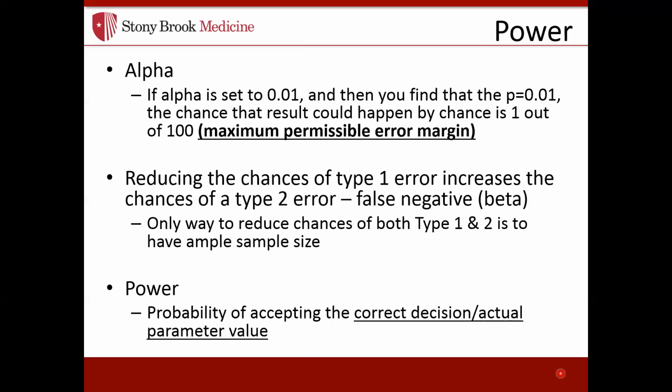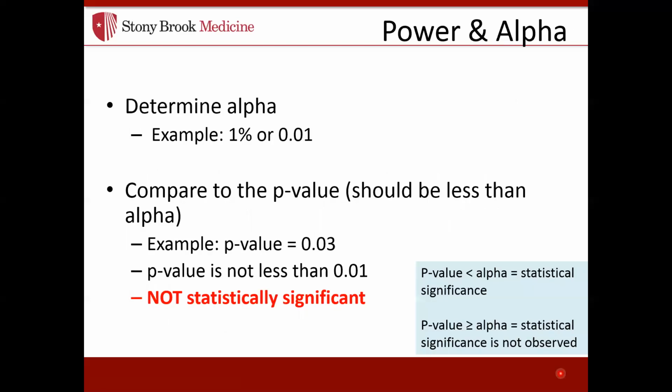Power is the probability of accepting the correct decision and the actual correct parameter value. This brings us to the p-value and how power and alpha play a role in interpreting the p-value. All hypothesis tests ultimately use a p-value to weigh the strength of the evidence, so what the data is actually telling you about this population. The p-value is a number between 0 and 1, and it is interpreted in the following way.